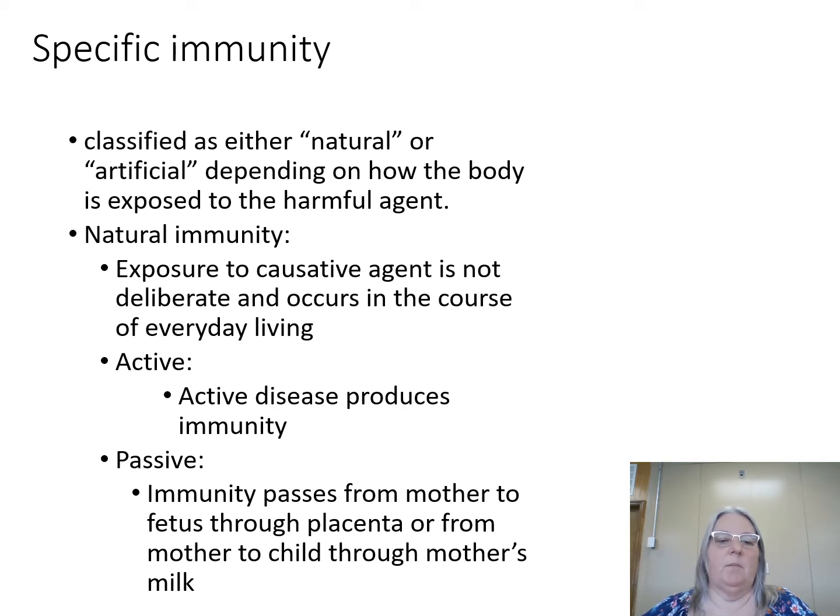Passive natural immunity is where the fetus gets protected by way of the placenta, or the mother gives that first milk to that baby. And the breast milk will help that baby for the first while to be immune to the same stuff that the mother is.